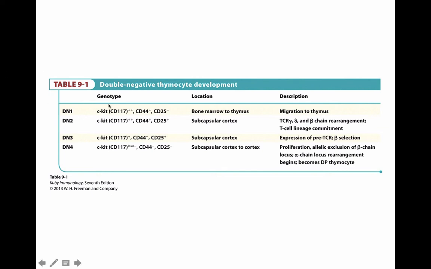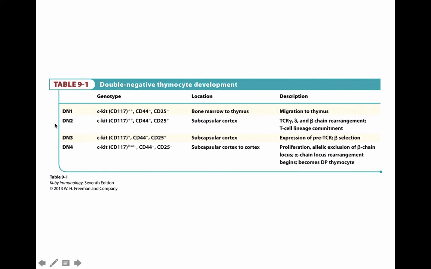Take the double negative ones. They have no T cell receptors on the surface. They're found in the bone marrow and they will migrate to the thymus. The C-Kit, the CD117, is in high numbers on the surface of the cells, as is CD44, but they do not have the CD25. So they migrate through the bloodstream, and these receptors on the surface allow them to adhere to thymic tissue in the medulla, cortex.